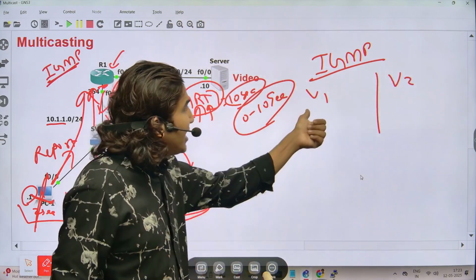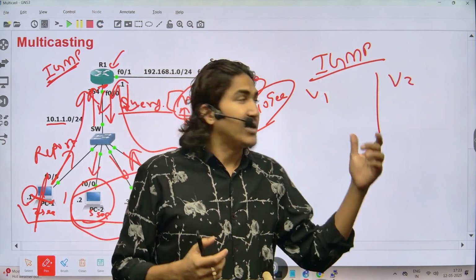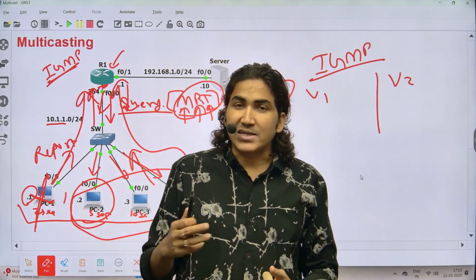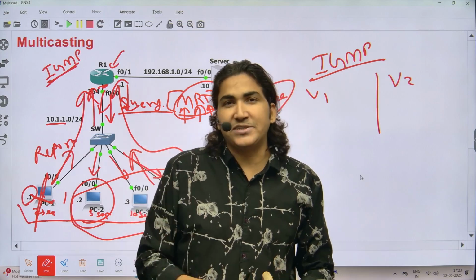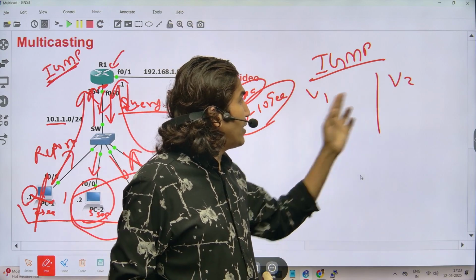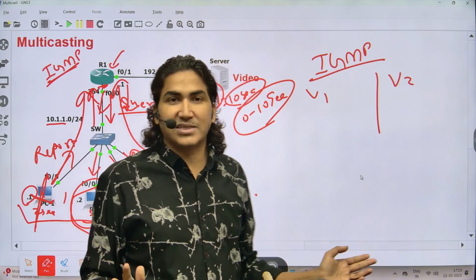Guys, again in version 3, we come up with some additional feature. In version 3, you can also filter the source, right? That is the additional feature of IGMP in version 3. Otherwise, version 3 also works like version 2. We have the same messages there as well, right?